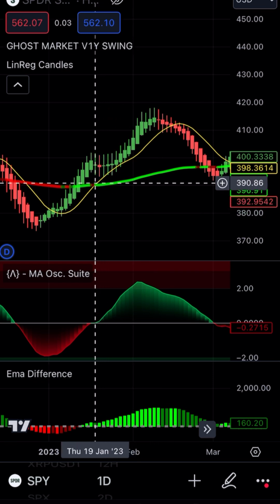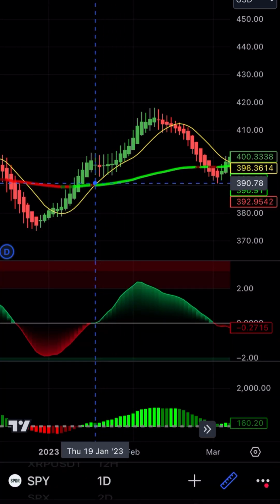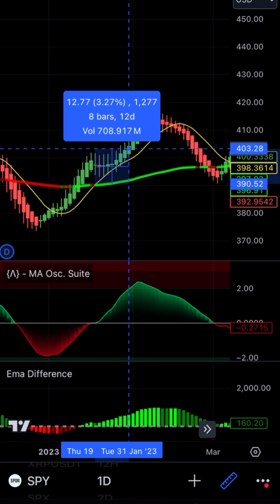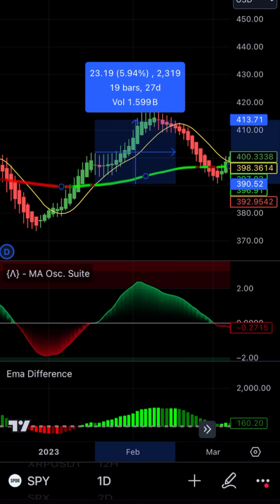Right here we see it crossing on the regularized moving average. We see the linear line crossing up as well. And we see it crossing with the 1348. So this is another good trade right here. If you ride this out till here, till it touches the linear line, this is a $23 difference in price in 27 days.